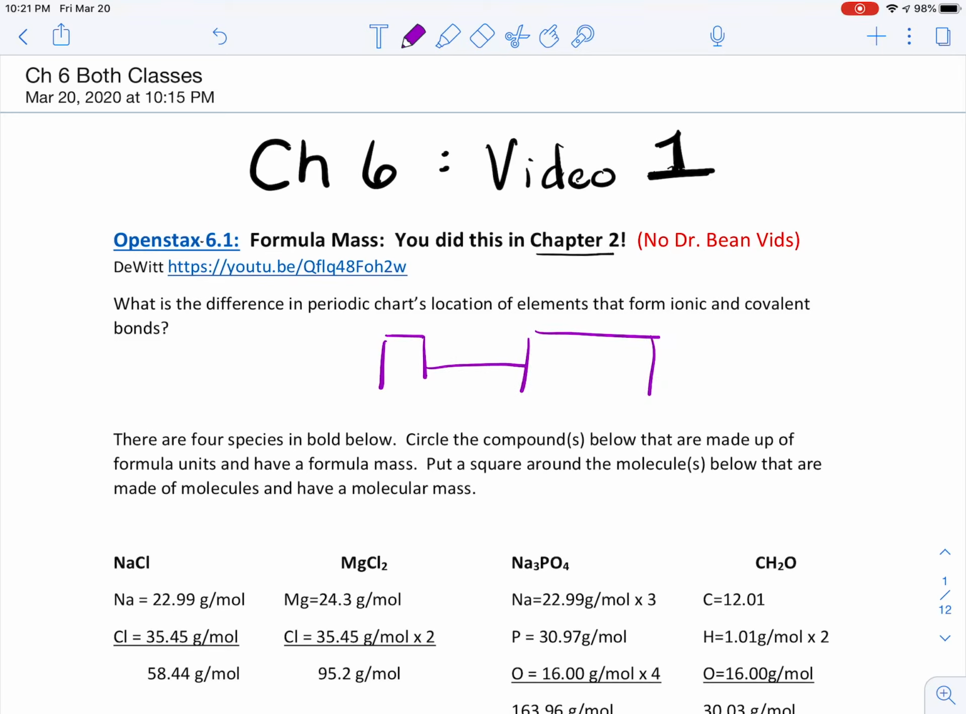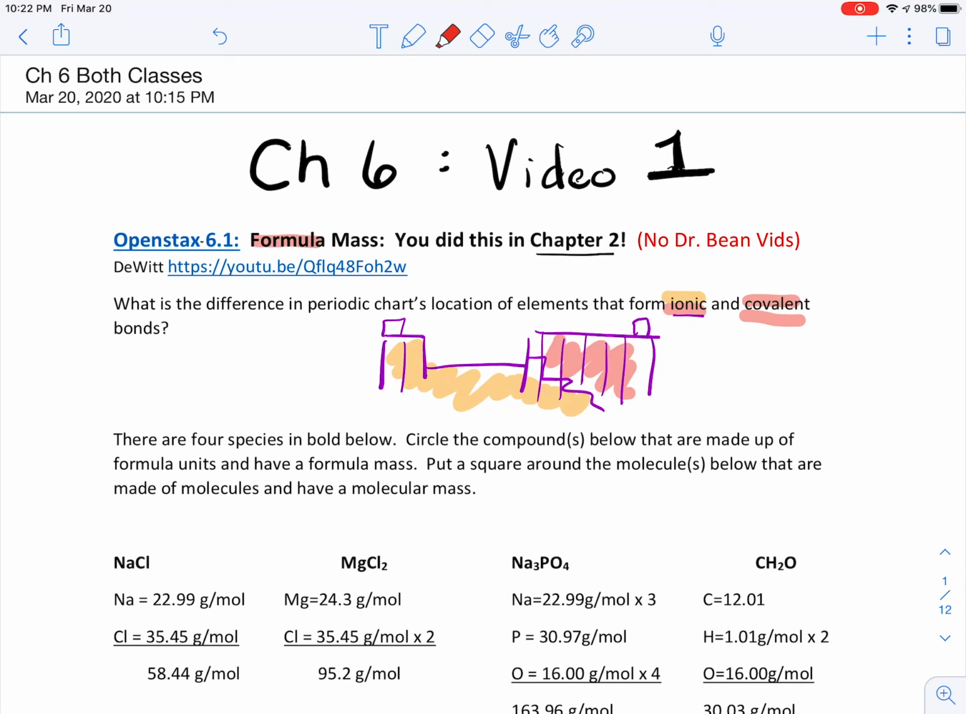Just as a quick reminder, we've said this several times, but on your periodic chart, if we're trying to tell the difference between something that's ionic and something that's covalent, we've talked about how you've got your stair steps right there. If you're doing something that's ionic, then it's going to be something on this side with something on this side. That's our look of something that's ionic. Whereas with covalent, both things are on that same side.